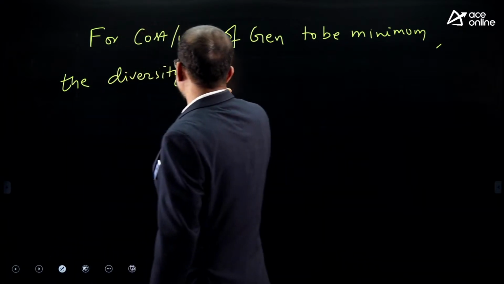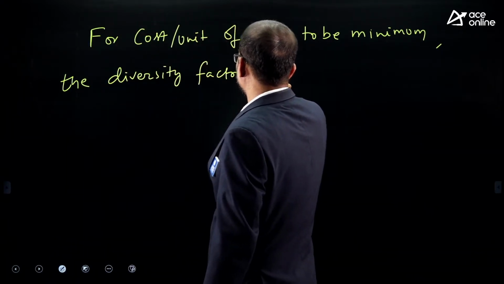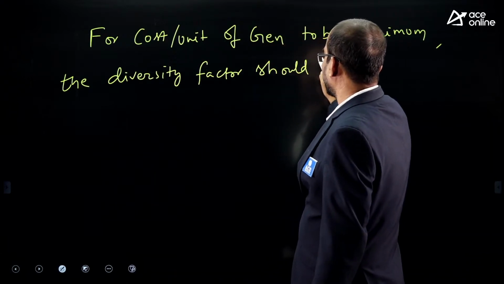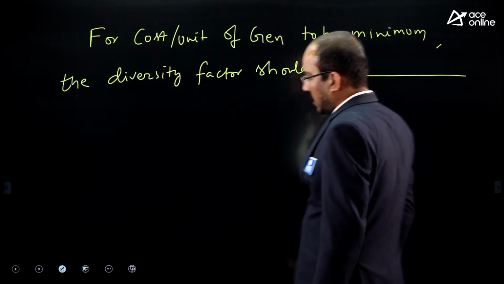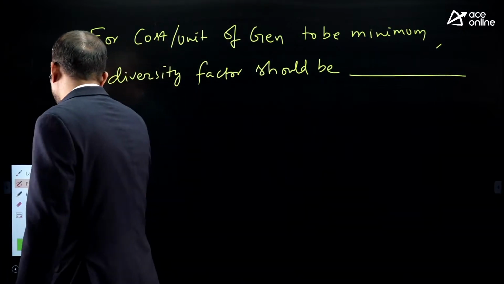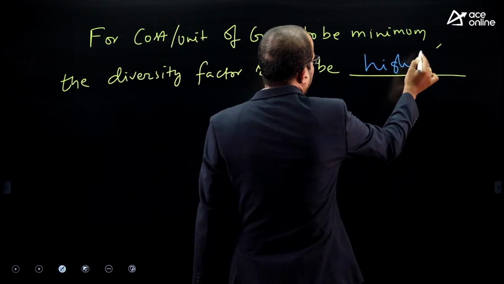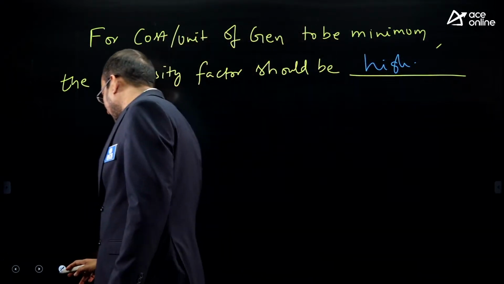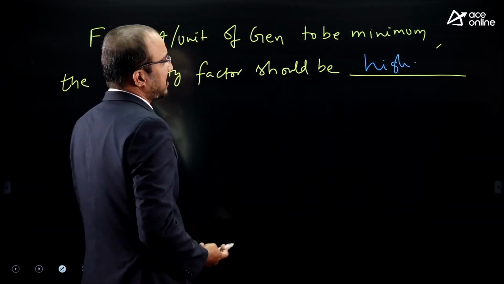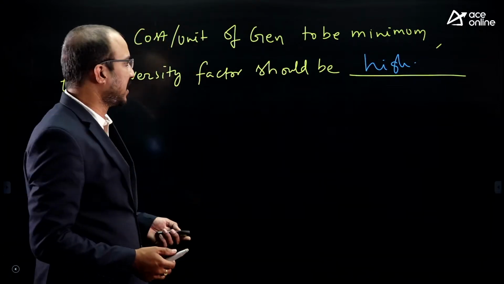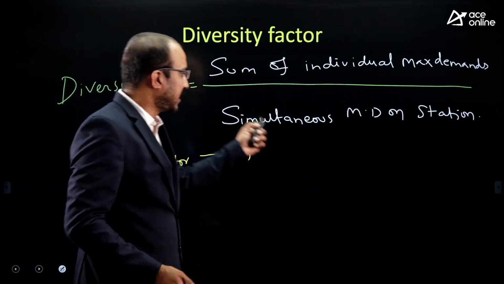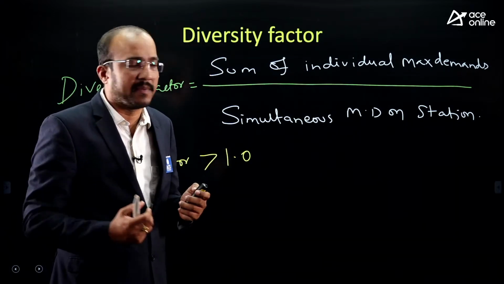The diversity factor should be high. For the cost per unit of generation to be minimum, the diversity factor value should be high. So what does a higher diversity factor indicate? If the diversity factor is high, then the simultaneous maximum demand on the station will be low.